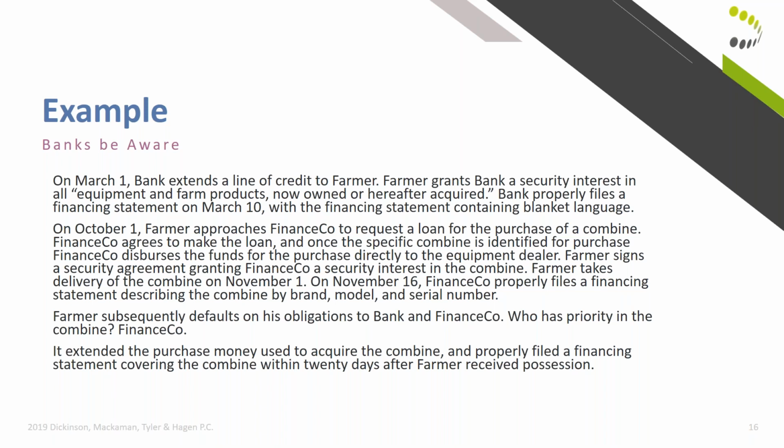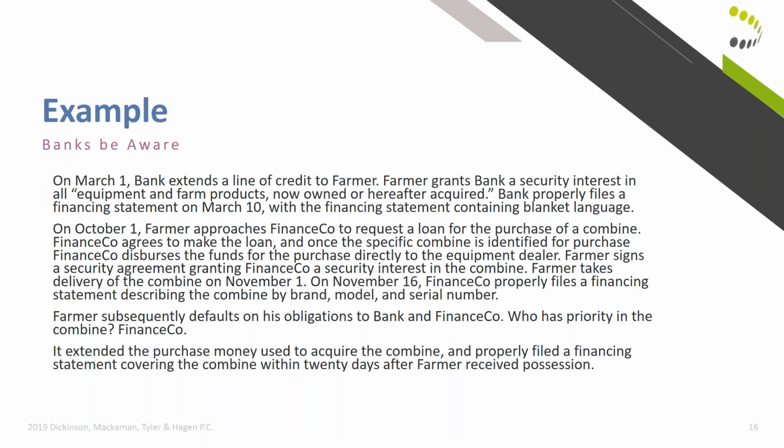So our first example is that on March 1st, bank extends a line of credit to farmer. Farmer grants bank a security interest in all equipment and farm products now owned or hereinafter acquired. Bank properly files a financing statement on March 10th with the financing statement containing blanket language.